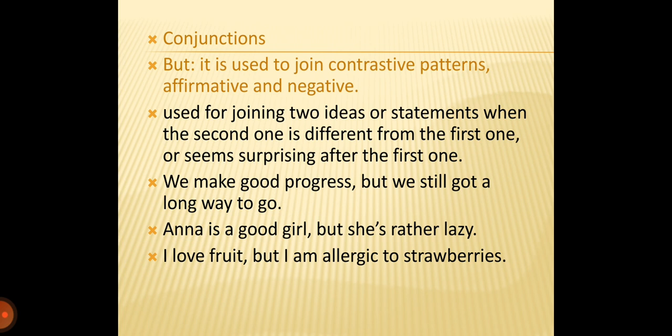Pay attention to the following sentences. We make good progress, but we still got a long way to go. So, although we have made good progress, we still got a long way to go. So the ideas in the two sentences are not the same. Anna is a good girl, but she's rather lazy. So instead of being a good girl, she is lazy. The meaning contrasts in the two sentences.